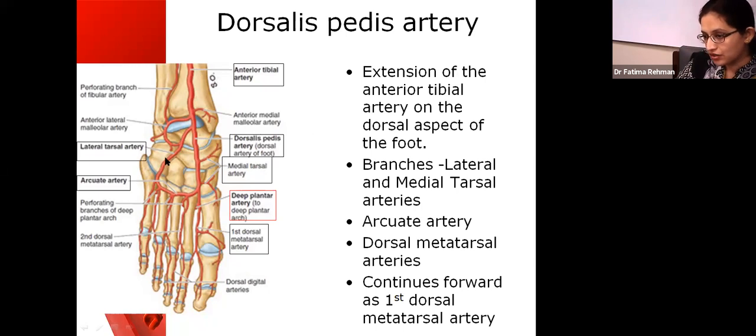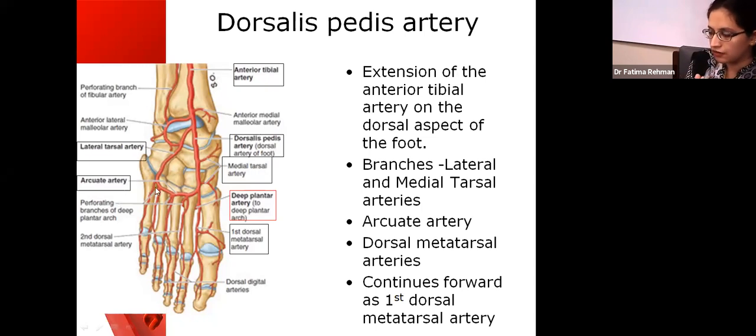And this lateral tarsal artery gives the blood supply to the tarsal bones of the lateral aspect of the foot, while the medial tarsal artery gives the blood supply to the medial tarsal bones of the foot. Okay? And now the dorsalis pedis artery gives off another branch which is called the arcuate artery. Now what is this arcuate artery? The word arcuate itself represents an arch-shaped structure. The word arcuate means arch-shaped structure.